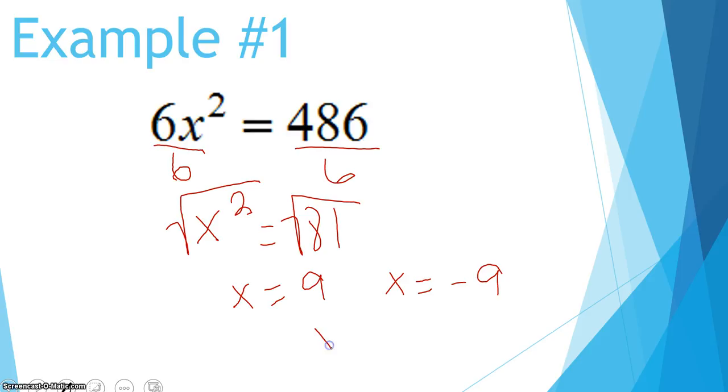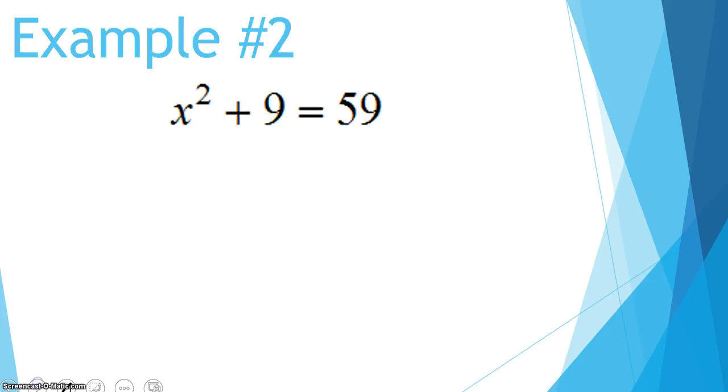This can also be written as x equals plus or minus 9, meaning the positive and the negative of the number. Let's try another one. Here we have x squared plus 9 equals 59. Same idea. We're going to get rid of the things that are with the x squared so that we can solve for x. So we subtract 9 from both sides just like we would in solving a regular equation. We get x squared equals 50.